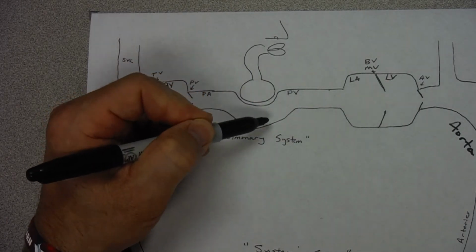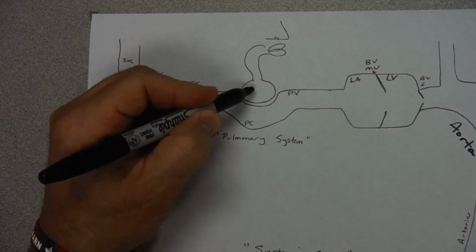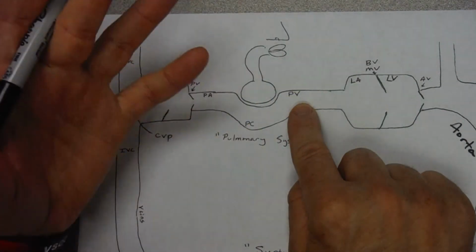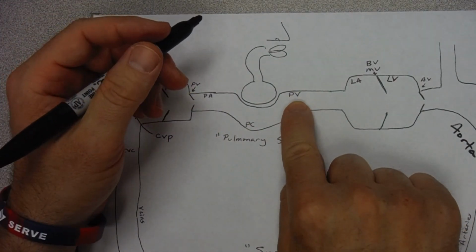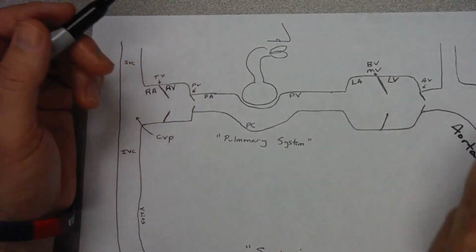Remember, oxygen diffuses into the blood and carbon dioxide diffuses out. That blood that is now reoxygenated moves from the pulmonary vein into the left atria, where we begin the loop again.